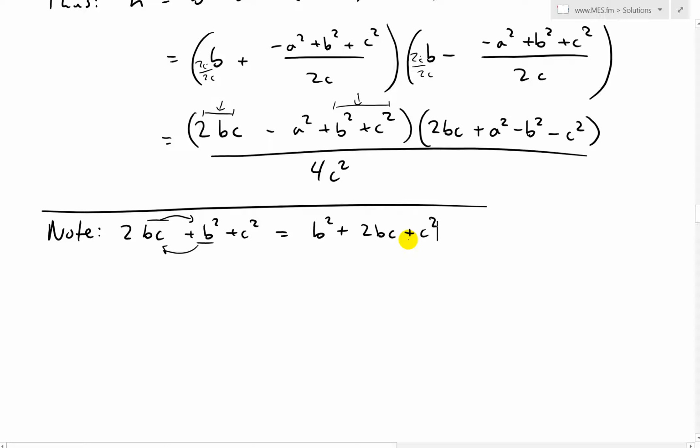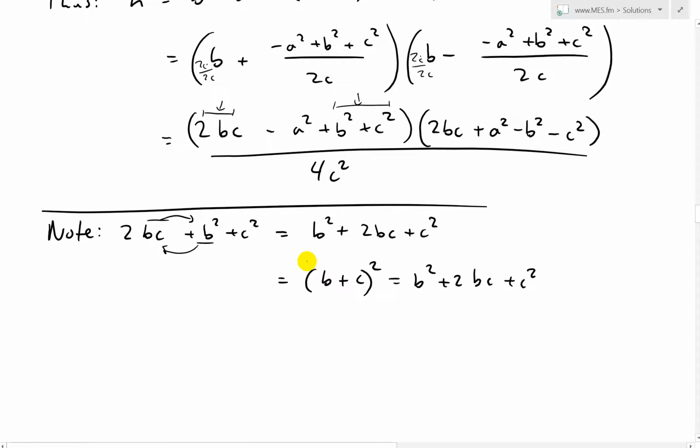Now this one is just basically factoring. This is the same thing as writing b plus c squared, because if we just look at it here, b times b is b squared, b times c is plus bc, and then again c times b is the same thing, so we've added 2, and then c times c is c squared. So we just expanded like that.